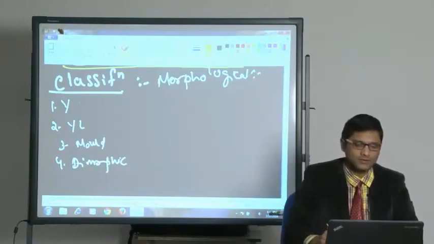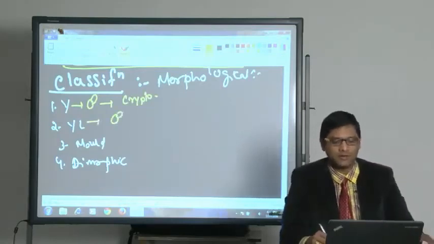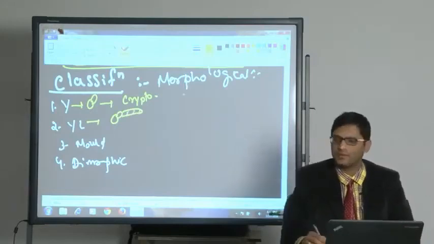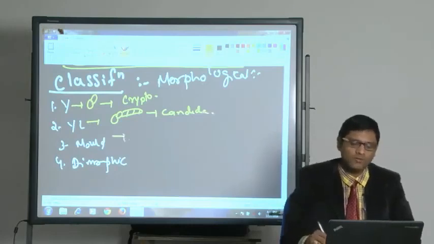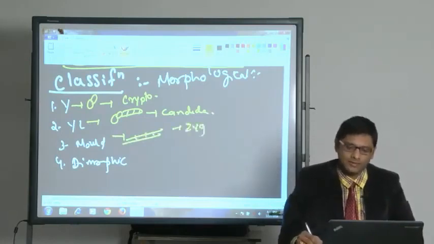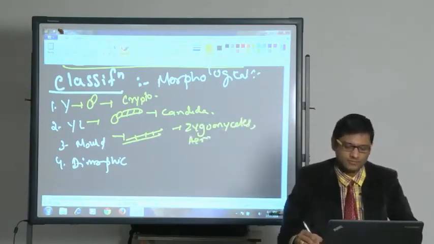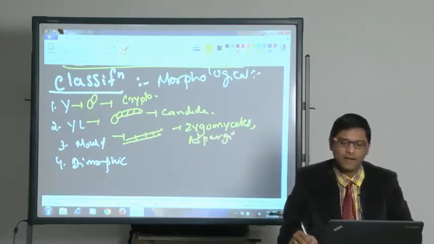Yeast, that is they produce budding yeast cells, example is Cryptococcus. Yeast-like, budding yeast cells will be produced along with pseudohypha. This is Candida. Yeast-like is yeast plus pseudohypha. Mold will have true hypha. Examples: Zygomycetes, Aspergillus and Penicillium.